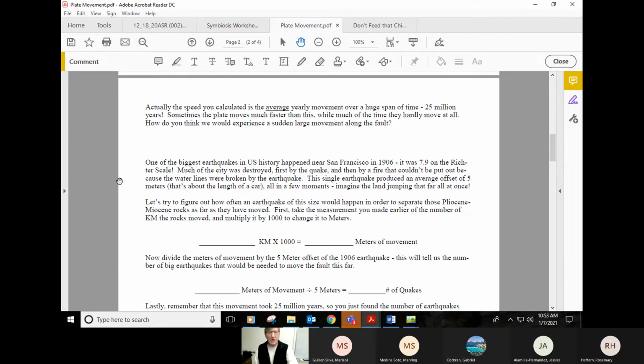So they couldn't get water to the fire hydrants to put out any fires. This single earthquake produced an average offset of 5 meters, about the length of a car, all in a few minutes, a few moments. Imagine the land jumping that far all at once.